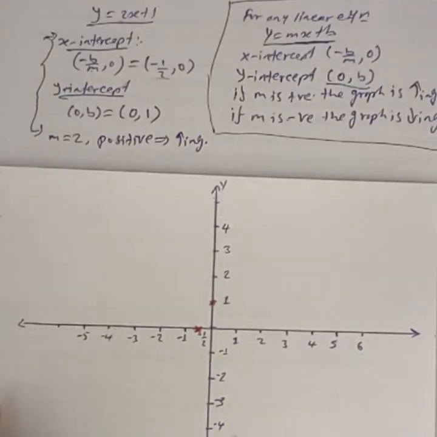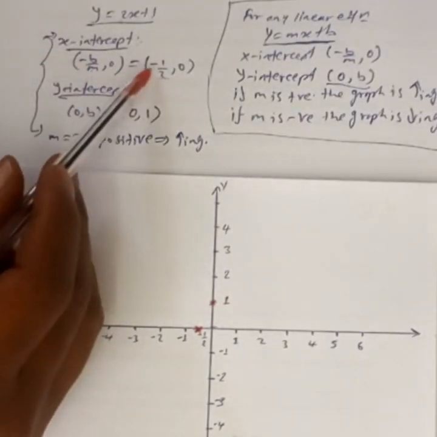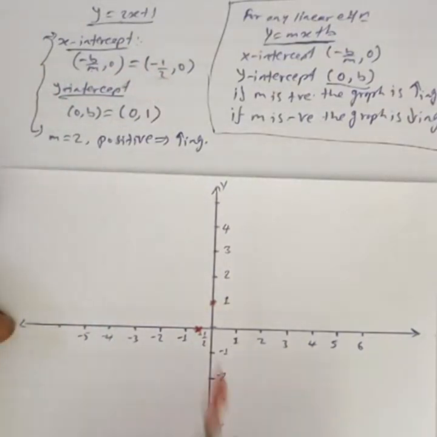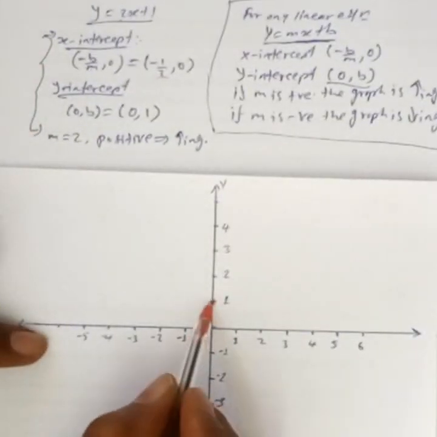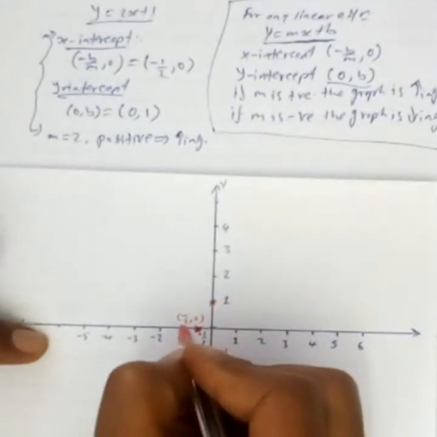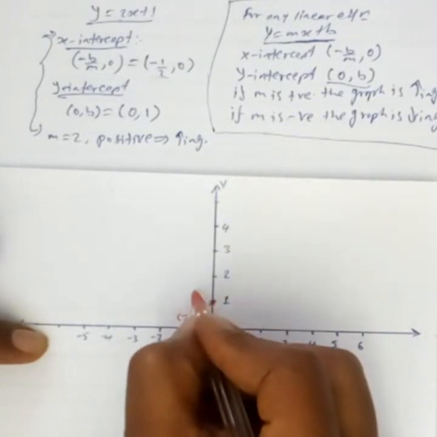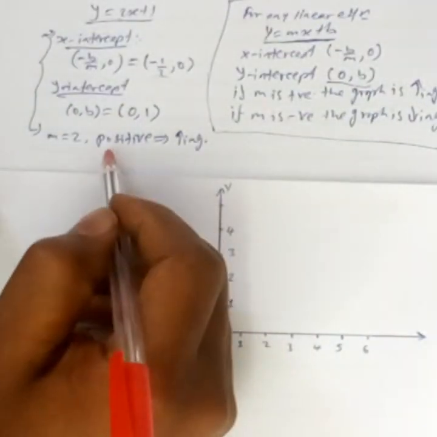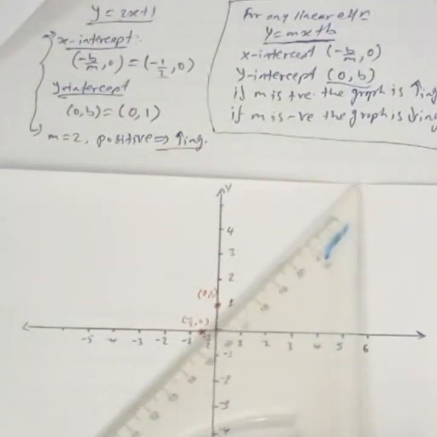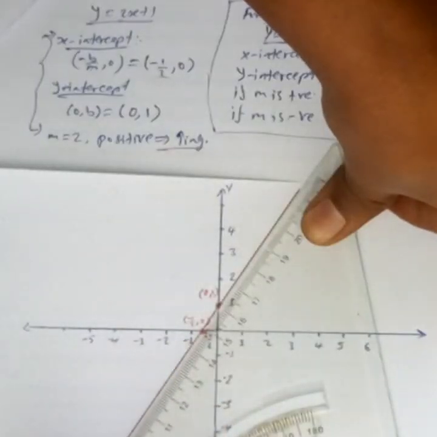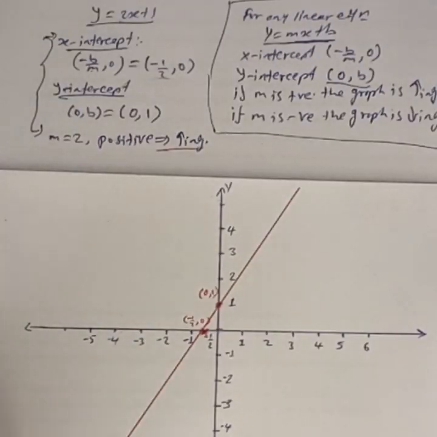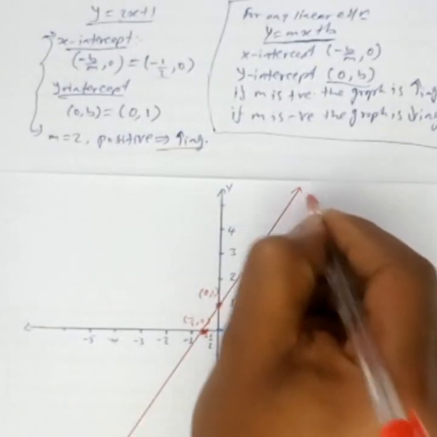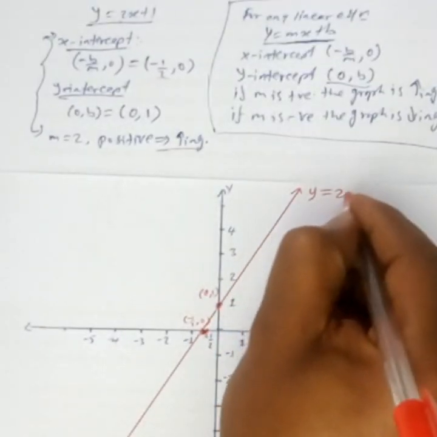The first thing is the x-intercept. The graph touches the x-axis at (negative 1 over 2, 0), and the y-axis at (0, 1). Negative 1 over 2, 0, and this is 0, 1. And the graph is increasing, therefore it will have the following form. This is the graph of y is equals to 2x plus 1.